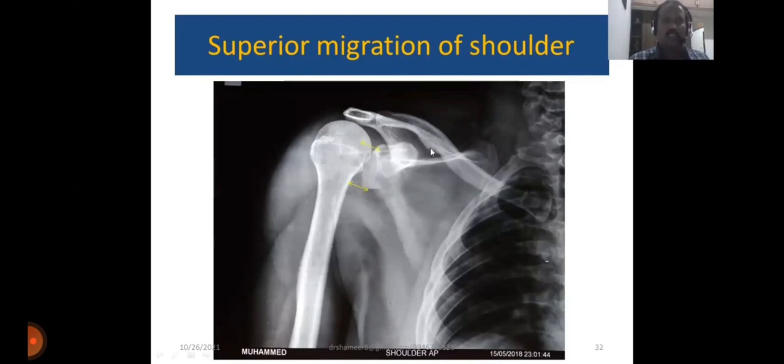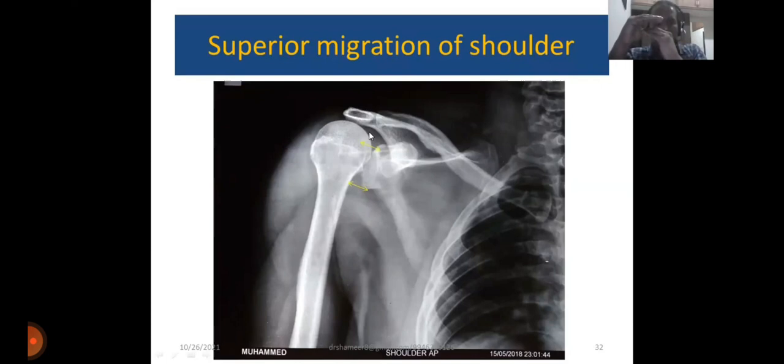So for differentiating normal and abnormal, look into the glenohumeral relation. It is a condition called superior migration of the shoulder, because you can see this is the spine of the scapula. So the supraspinatus comes in this area and attaches to the greater tuberosity. This is the greater tuberosity. There will be a space, this is the subacromial space. Okay, if it is superiorly migrated, there will not be a normal gap.